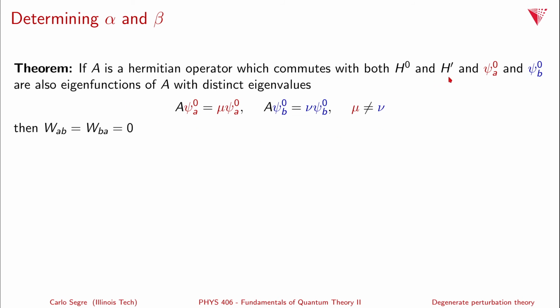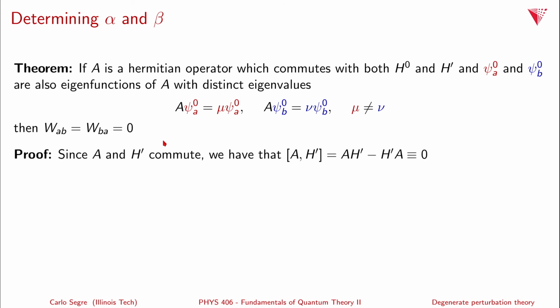So let's presume that psi A0 and psi B0 are the common eigenstates of A, H0 and H prime. We can now write an eigenvalue equation: A applied to psi A0 gives us an eigenvalue mu times psi A0, and A applied to psi B0 gives a different eigenvalue, nu, times psi B0, where mu is not equal to nu. In this case, because these are the right eigenfunctions for diagonalizing H prime, by definition WAB and WBA are equal to 0. This is the theorem, and we'd like to prove that.